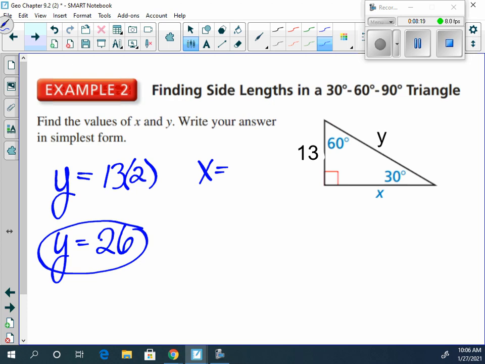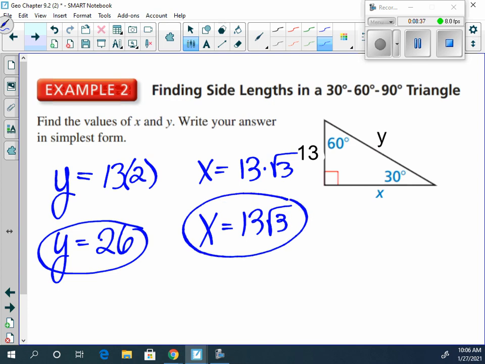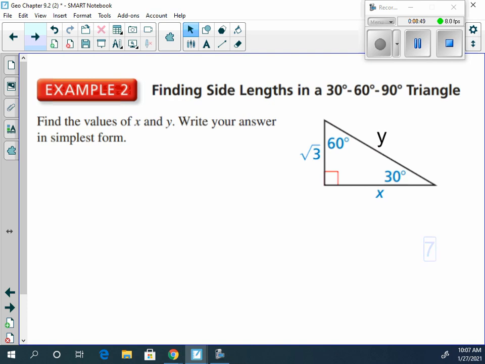So we still need to find the side opposite 60. What do we do for it? We multiply by the square root of 3. Which will tell us x is equal to 13 times the square root of 3. Questions on this here? Okay.